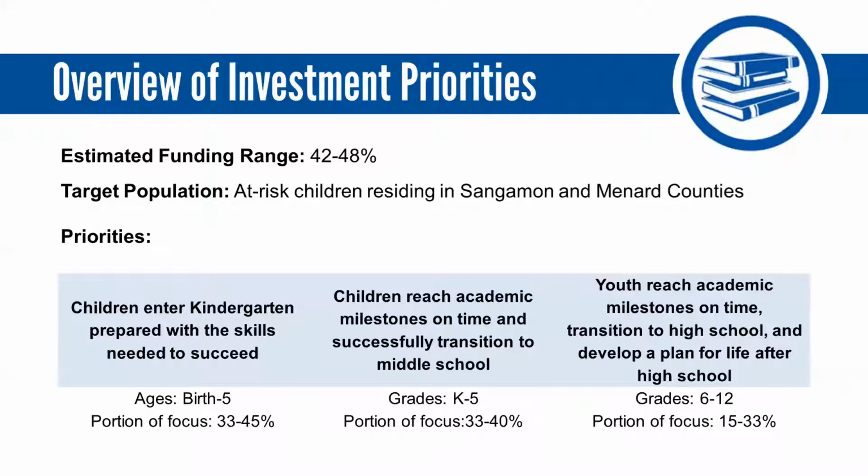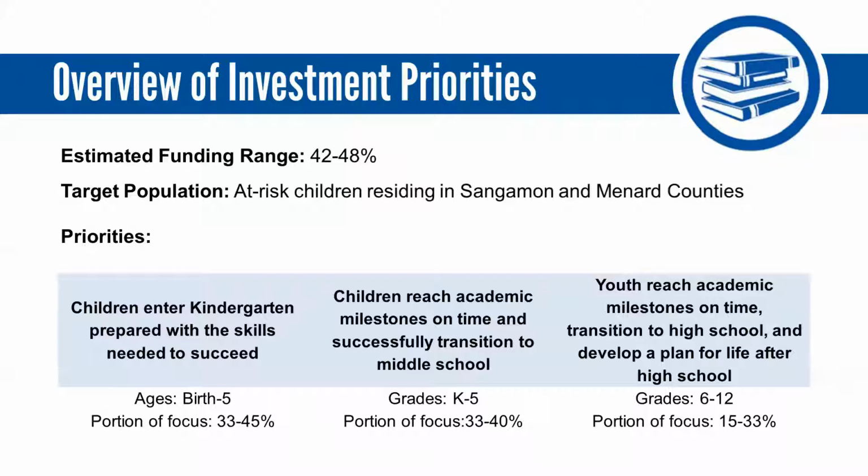So who are we focused on in targeting with our education work? This is at-risk children residing in Sangamon and Menard counties. The definition of at risk, while we provide an example of what this could mean within our request for application, it is up to your program to define what risk factors your children present that qualify them as at risk for this grant opportunity.